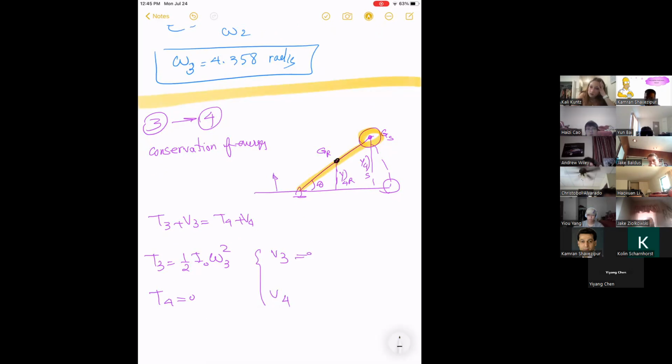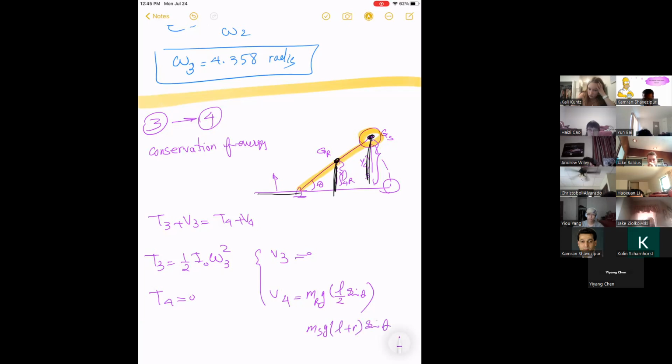This is G for rod. This is G for a sphere. The height above the reference point is this much and this much. I'm going to have to calculate that. And if I do that, then this is going to be M rod G. This height is L/2 sine theta. And M sphere G, this height is going to be L plus R sine theta.